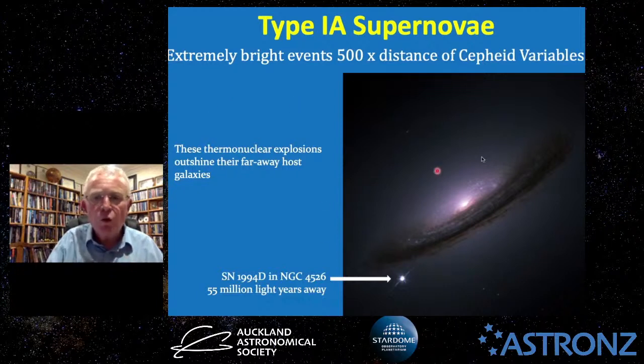And you'll probably recall this was the picture I used in my early slides, my slide 2. And it shows here a faraway galaxy, 55 million light years away. Look at this. That's a type 1a supernova going off in it. How bright is it? It outshines the host galaxy. So with these very, very bright transient events, you can tell the distance, you can see them at 500 times the distance of these classical Cepheid variables.